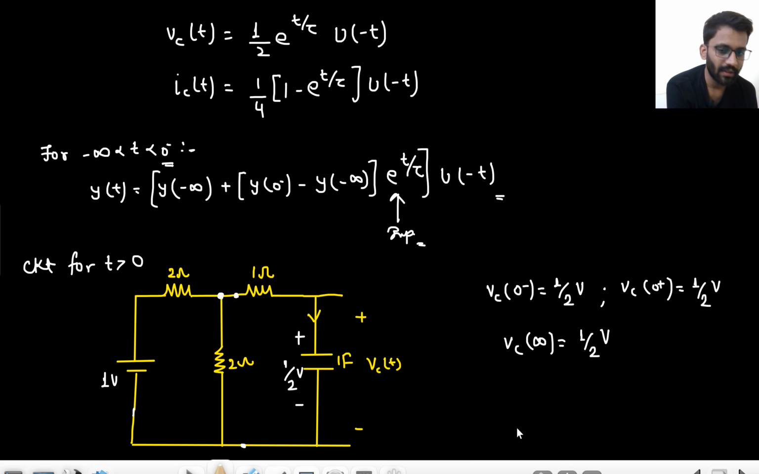1 by 2 volt only. VC infinity will be 1 by 2 volt only because at infinite time the capacitor will be open circuited. So 1 by 2 volt also will come. So here what do you see? VC 0 minus is equal to VC 0 plus, equal to VC infinity. That means steady state is already reached.